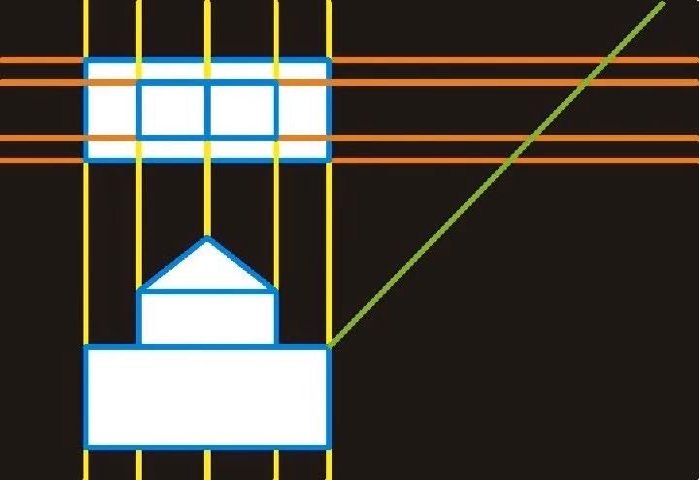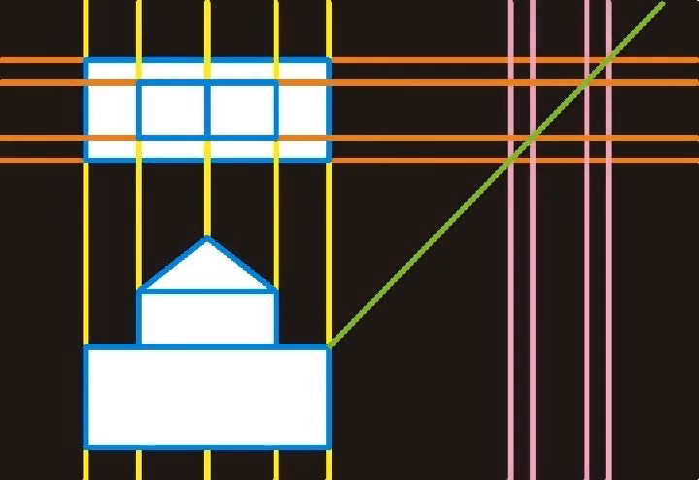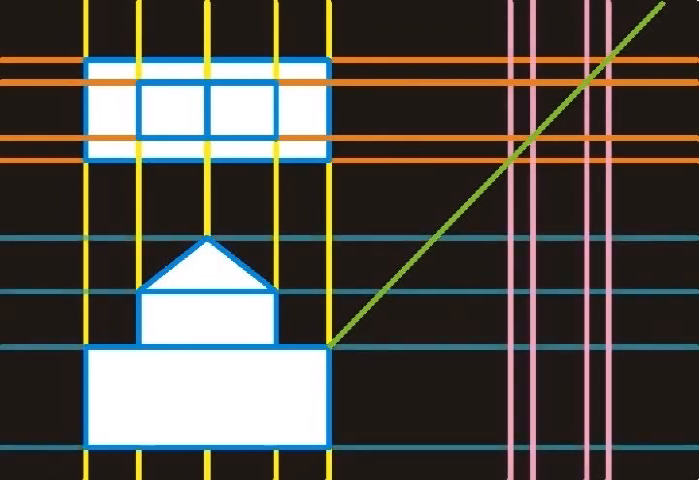Draw a line at 45 degrees from the top corner of the front view. Draw vertical lines from the points of intersection. Draw horizontal lines that extend from the front view. Use these guidelines to draw the side view.